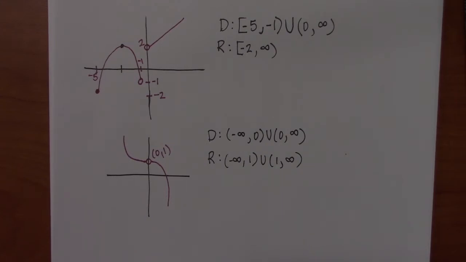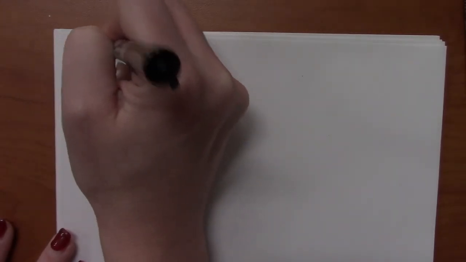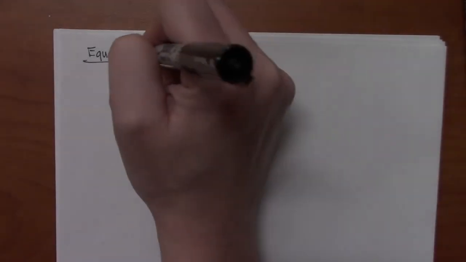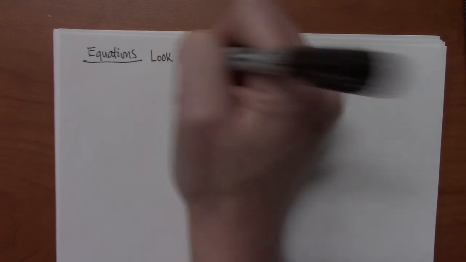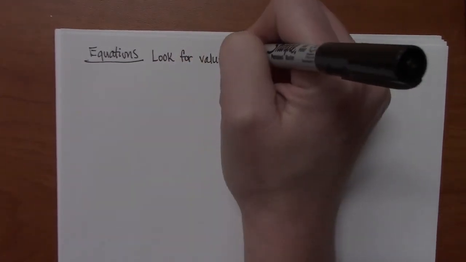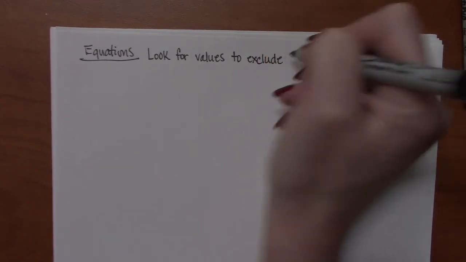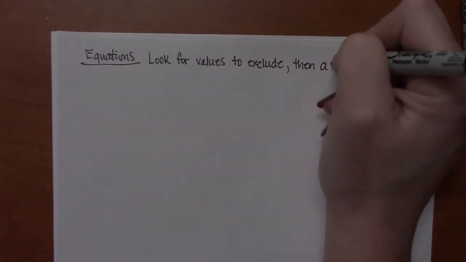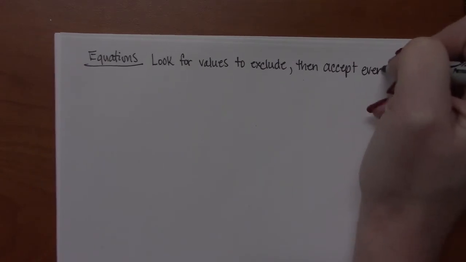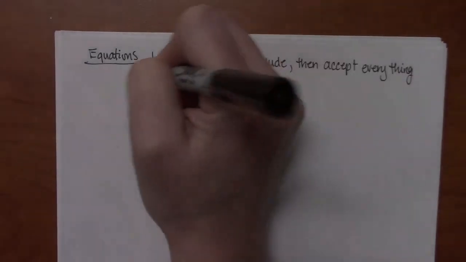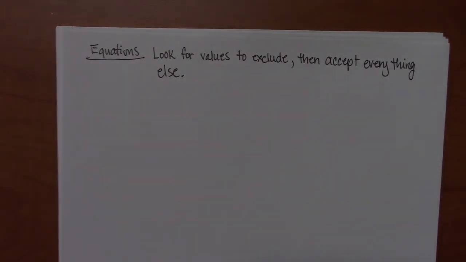But if you want to find the domain for equations, well, it's impossible to test for every single possible value of x, right? There's infinitely many of them on the number line. So what we do is we look for values to exclude, and then accept everything else.